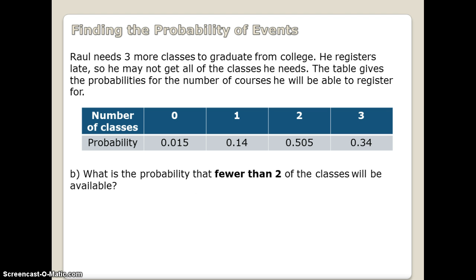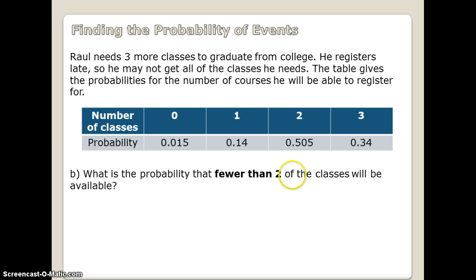Probability that fewer than 2 of the classes will be available. In this one, probability fewer than 2. Hopefully you got 155 thousandths.